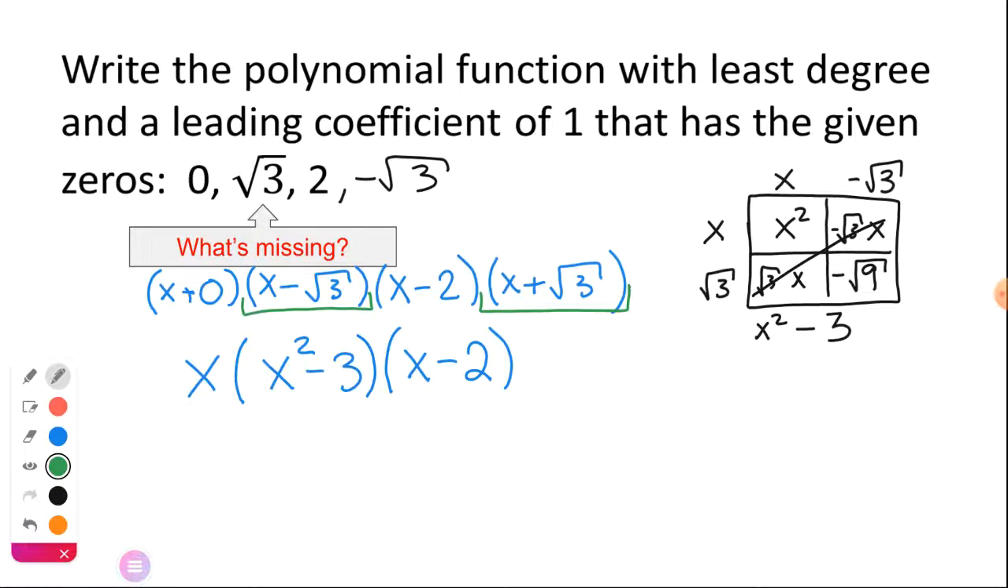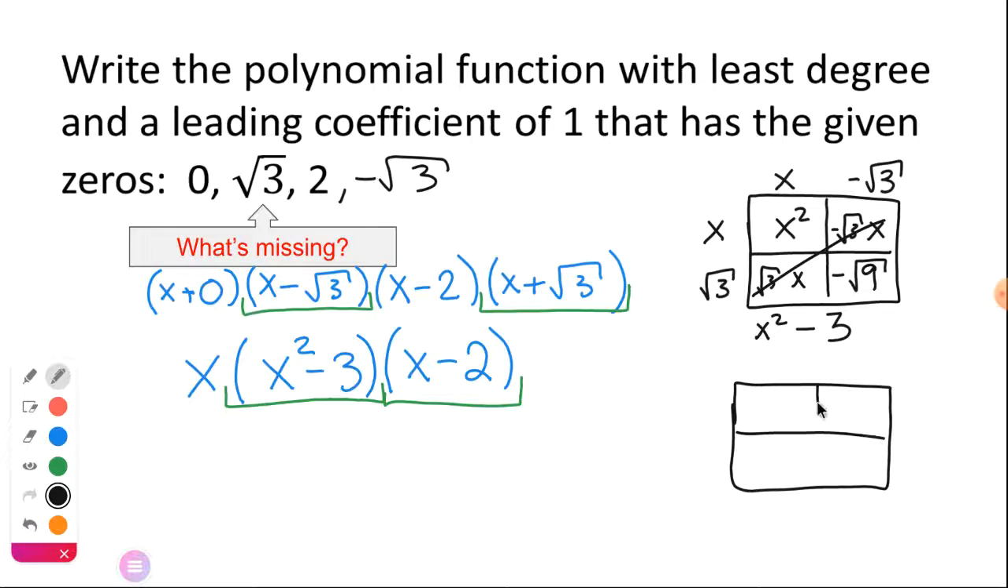So next we're going to multiply these 2 binomials together. So another set of multiplication. I'm going to draw another 2x2 box. We're going to have x squared and a negative 3 and x and a negative 2.